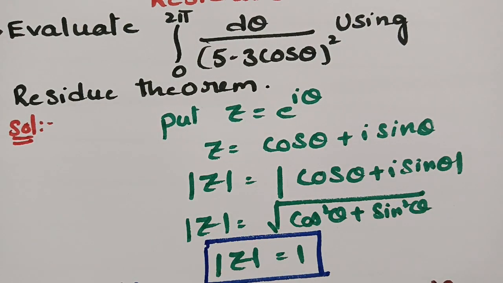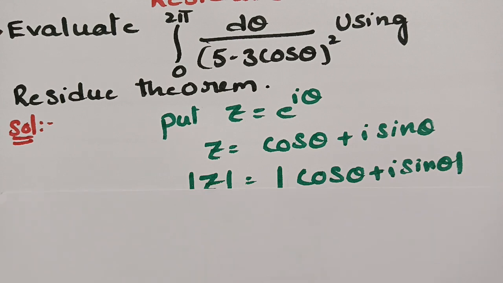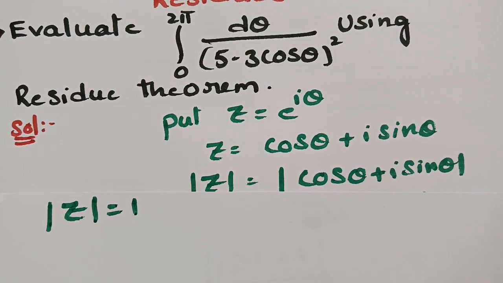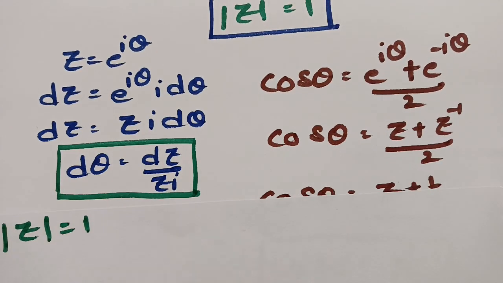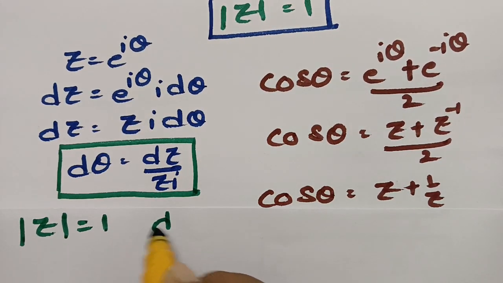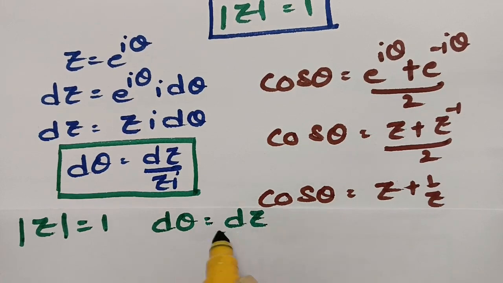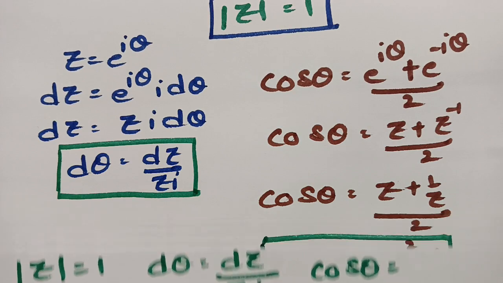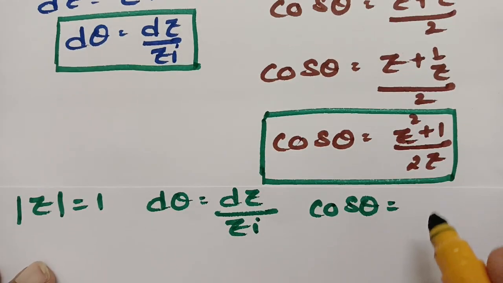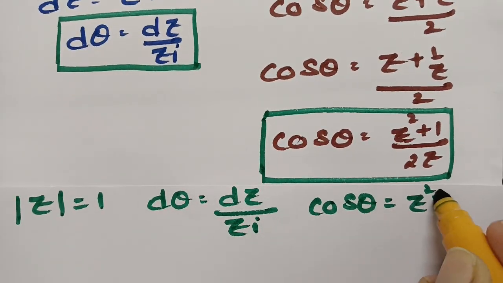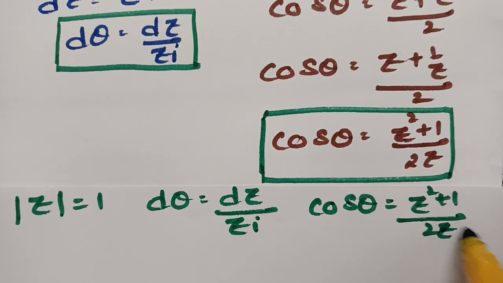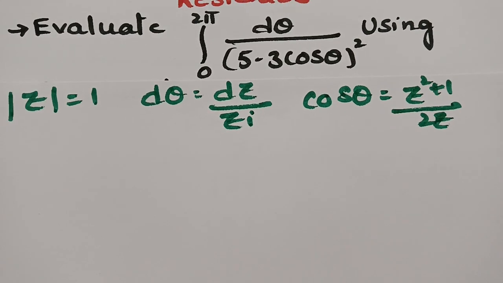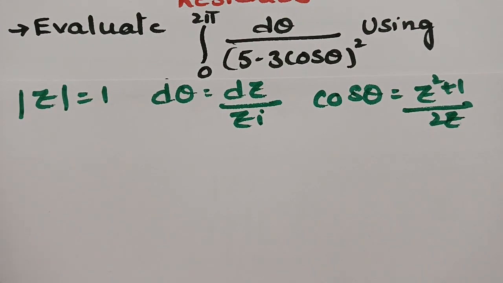Now we are going to substitute. The region here is mod z equal to 1, which is a circle with center 0 and radius 1. The d theta value is dz by zi, and the cos theta value is z square plus 1 by 2z. Now we are going to substitute these values in the integral.